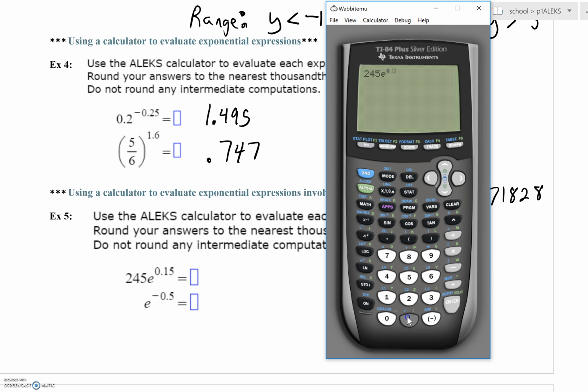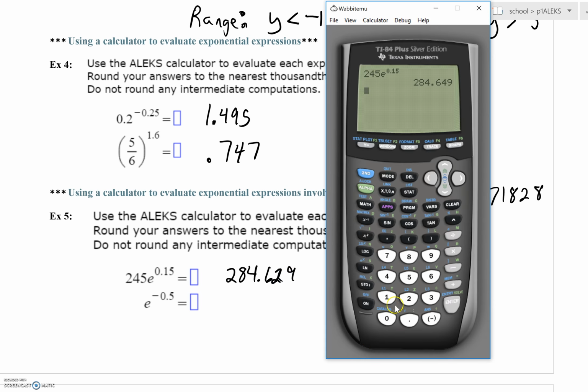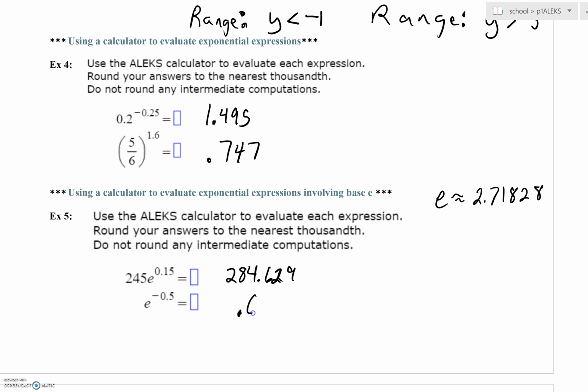And then we'll go 0.15. And again, we're going to go to the nearest thousandth. We'd get 284.649. Last one, E to the negative 0.5. We'll just very quickly type in second E, type in a negative 0.5, and without too much work, we'll get 0.607. So that's lesson 8.1.